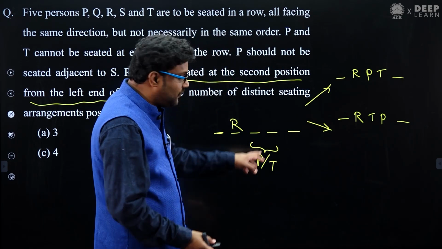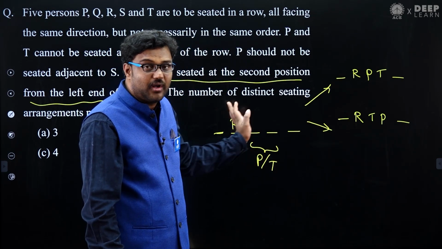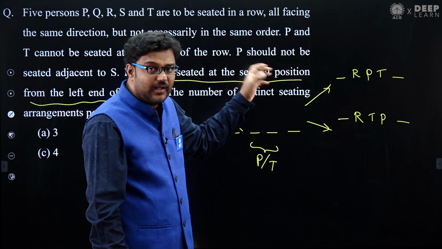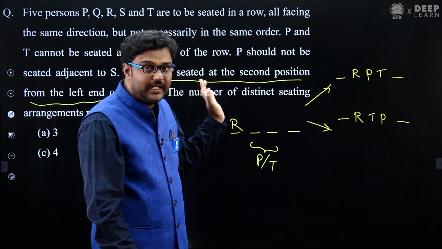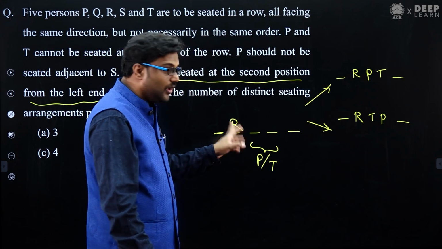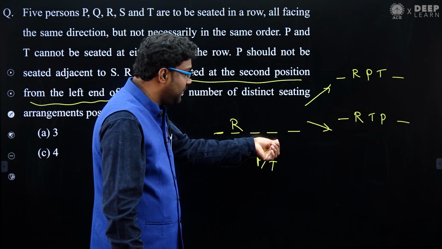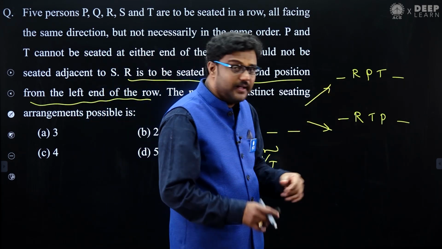Because as I mentioned, these 2 should be taken by P and T only. P and T cannot be at either end of the row. It may be the extreme right end or left end, and R is already placed here. So P may be here, P may be here. That's the 2 different things.